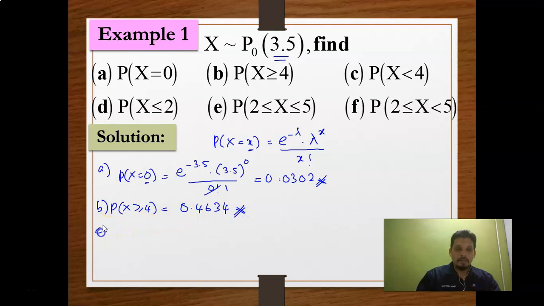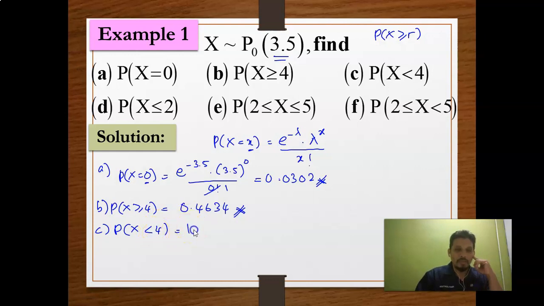Okay. C, probability of x less than 4. The statistical table gives us the probability of x greater than or equal to r. So for this one, x less than 4 means the probability of x equal to 0, x equal to 1, x equal to 2, and x equal to 3. It does not include 4.